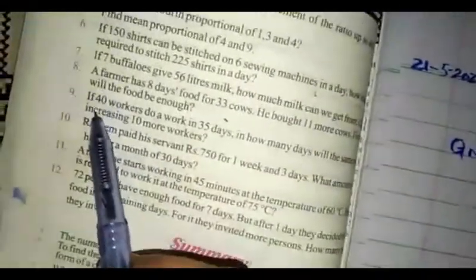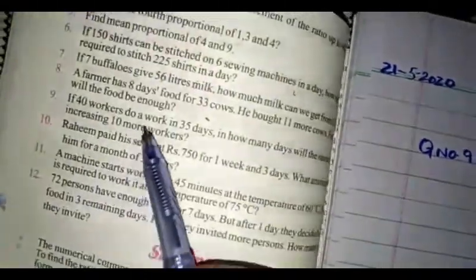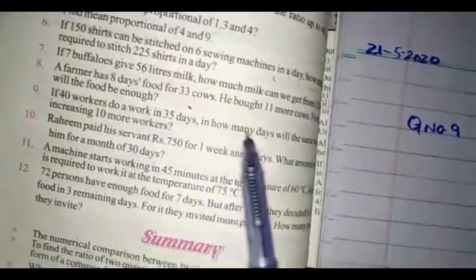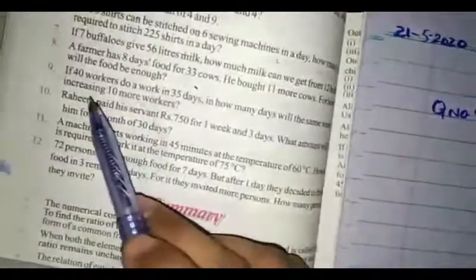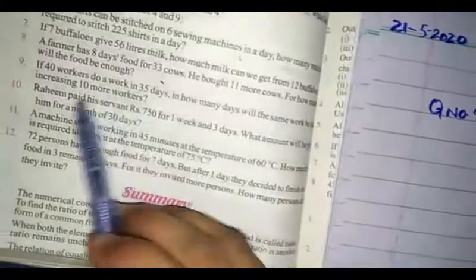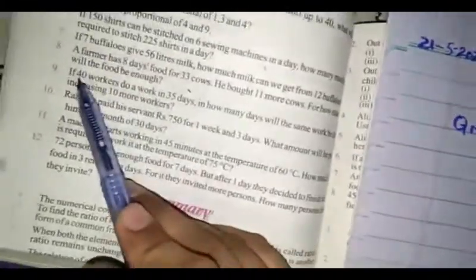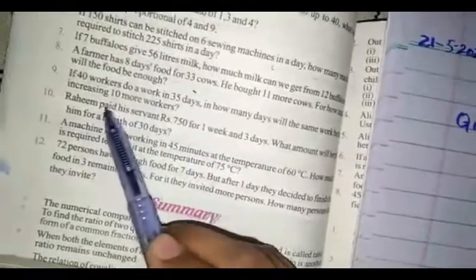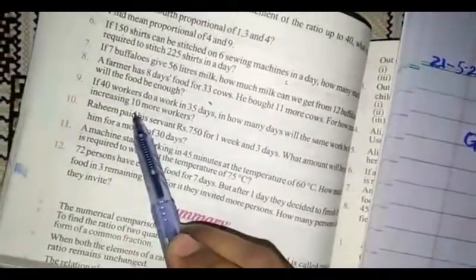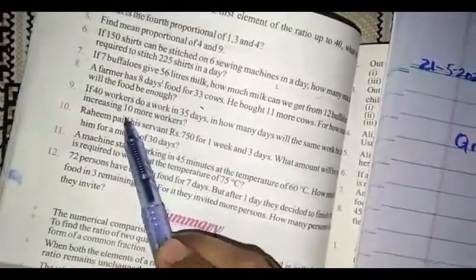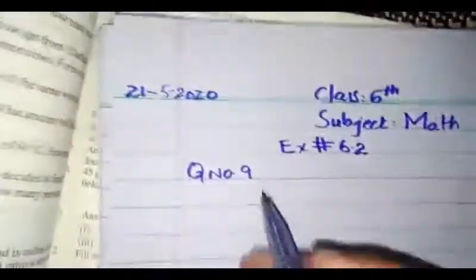The statement of the question is, if 40 workers do a work in 35 days, in how many days will the same work be done by increasing 10 more workers? So students, first we have 40 workers for 35 days, and then we have 40 plus 10, 50 workers. Then how many days will the work be done? So we have to find the number of days.